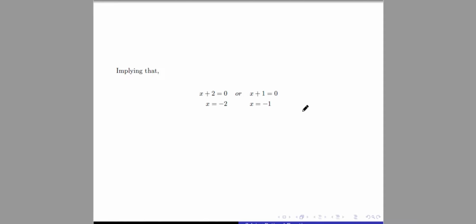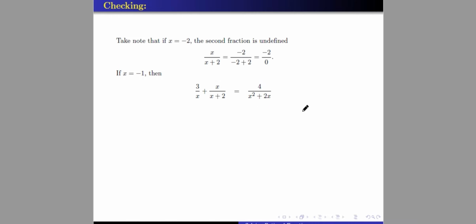So again, we'll check both of these values. Now take note that if x is equal to negative 2, then the second rational fraction will become undefined.